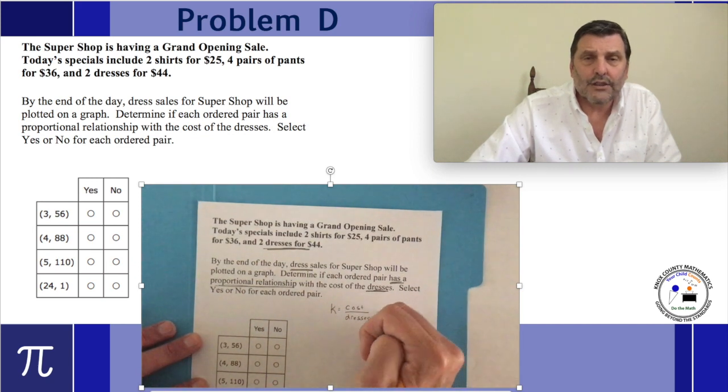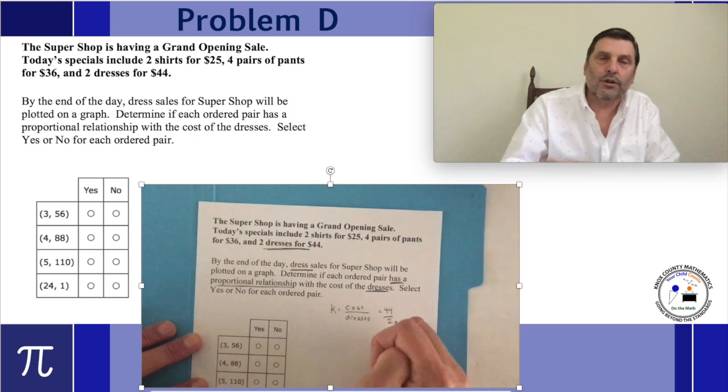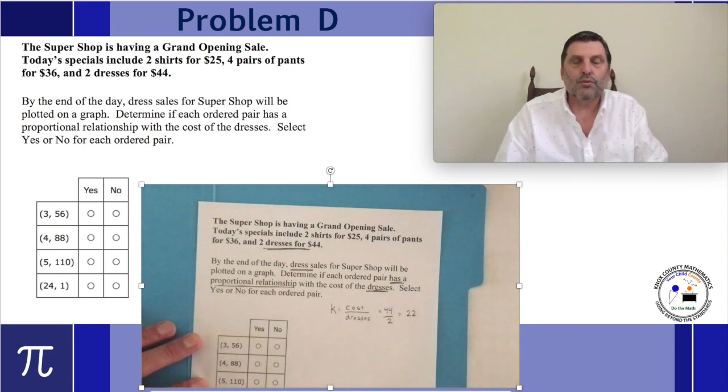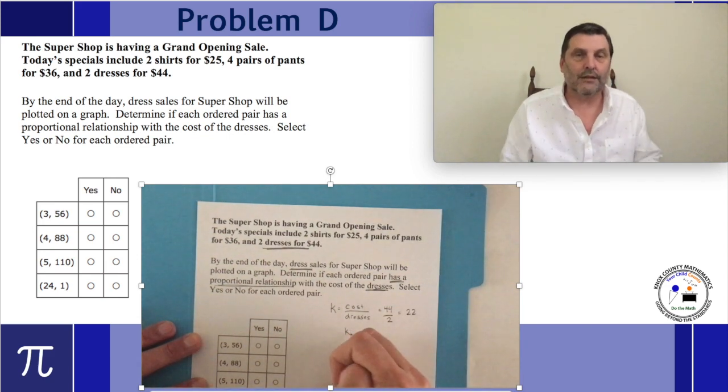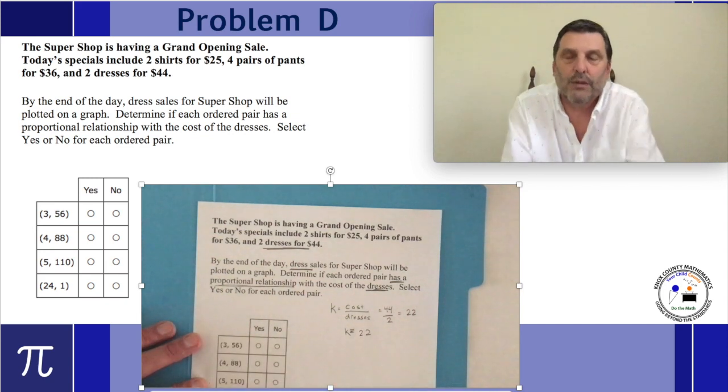Which if I look at that, that should be equal to 22. So $22 for one shirt. Now we're going to look at the table to see which one of those four would have that same unit rate or that same constant of proportionality. Let's look and see what it would have.